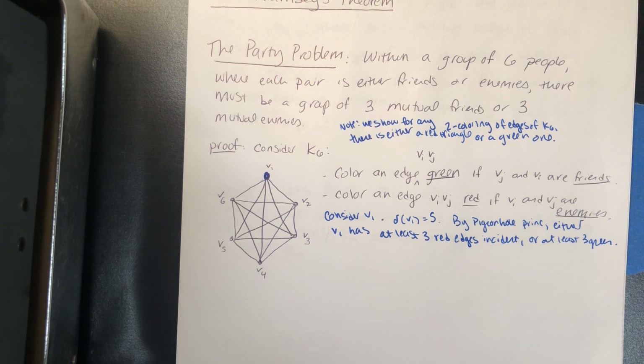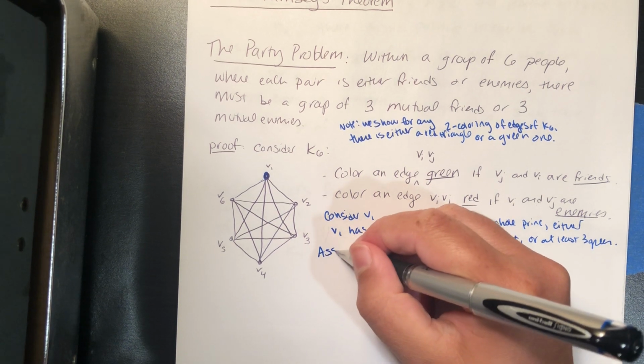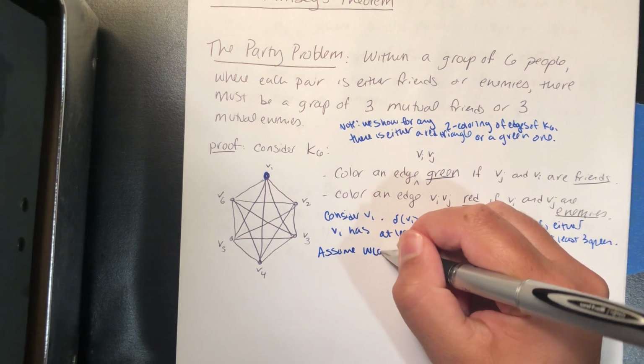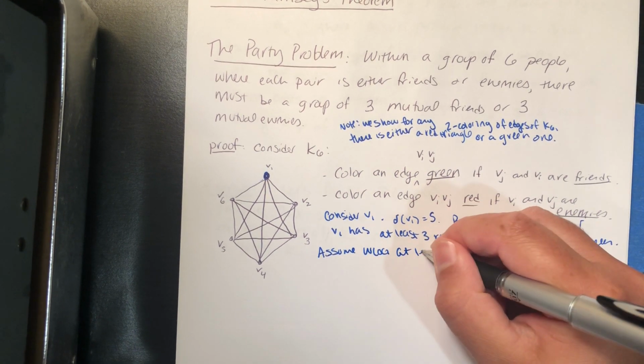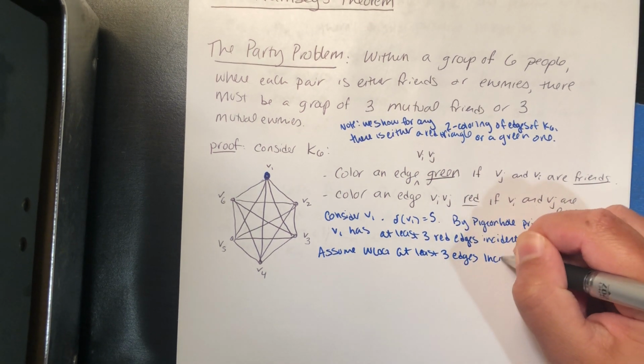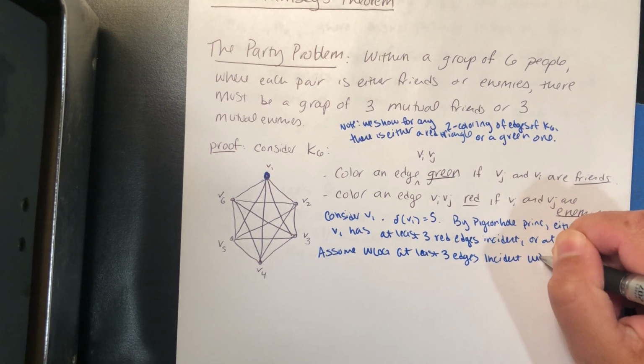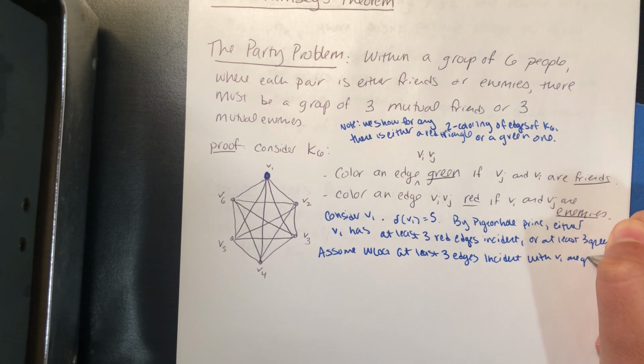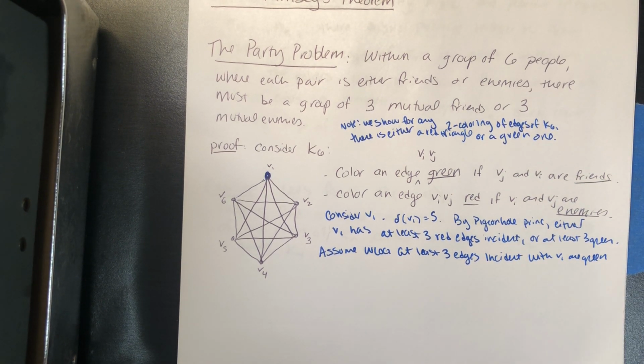So assume without loss of generality that at least 3 edges that are incident with V1 are green. I say without loss of generality because we could go through and make this exact same argument if they were red, just swapping the roles of red and green. So it doesn't really matter. Just assume without loss of generality they're green and know that the argument would work out the same way if at least 3 were red.